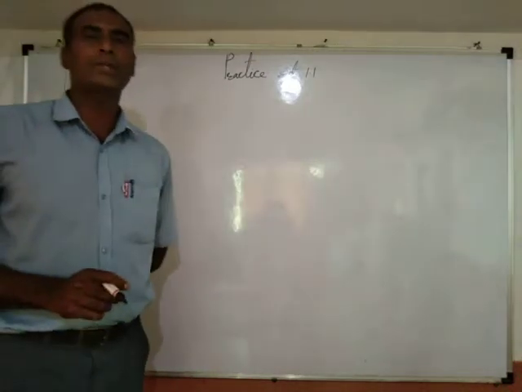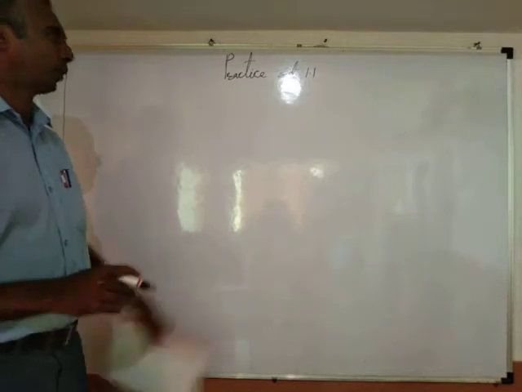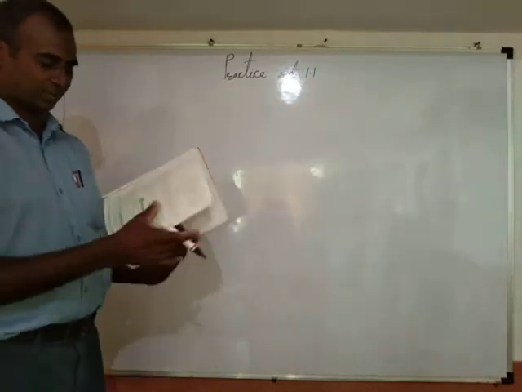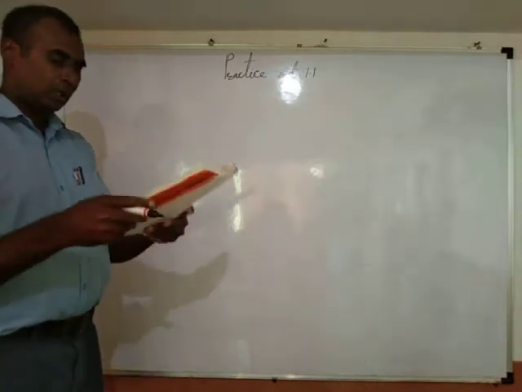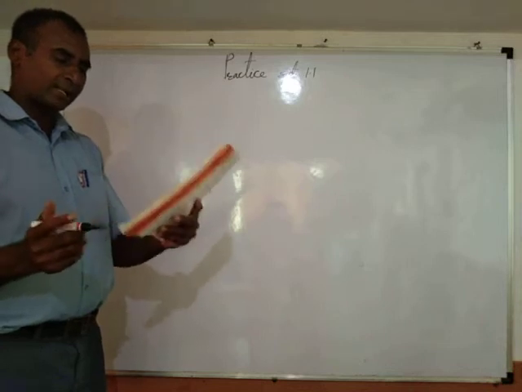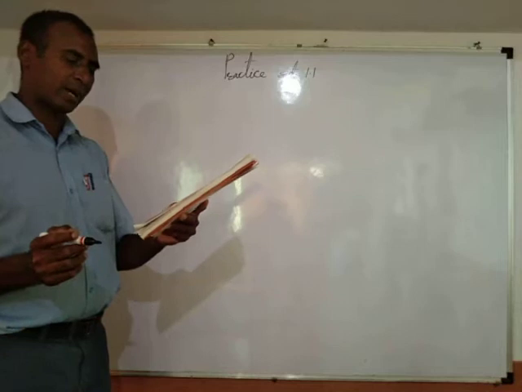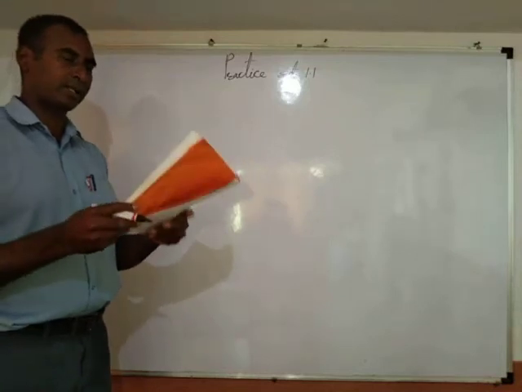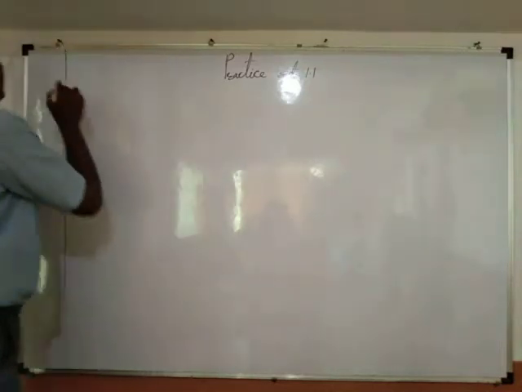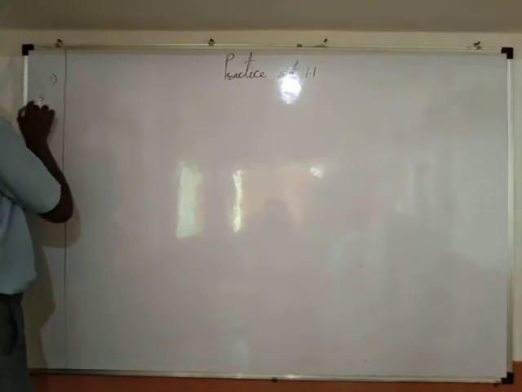Hello, let's solve practice set 1.1. Question first. Base of a triangle is 9 and height is 5. Base of another triangle is 10 and height is 6. Find the ratio of areas of these triangles. Solution.